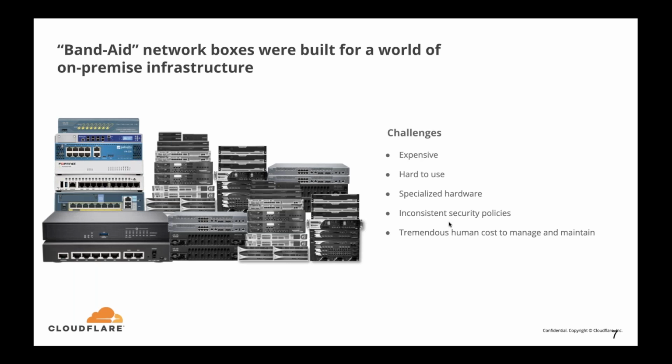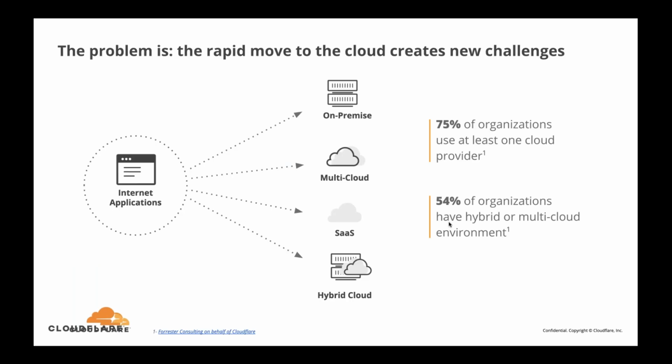The technology industry has been undergoing a transition from on-premise hardware and software that customers buy to services in the cloud that they rent. Application storage and compute have already moved to the cloud, and the network layer is now transitioning as well. According to a Forrester survey, 75% of organizations use at least one cloud provider, and 54% have already adopted multi-cloud or hybrid cloud environments.